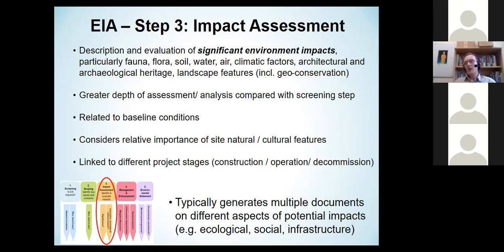So while the screening step was more of an overview, here in the impact assessment stage, things are really dug into at greater depth. So we have quantification of the level of impact, so how many species are going to be displaced, what percentage of locally important tree space or species distributions are going to be damaged, all related back to those baseline conditions. Again, it takes it further in terms of how important is the local area.